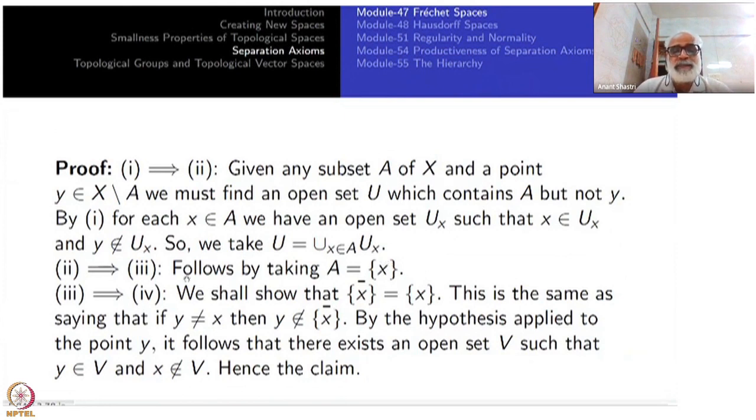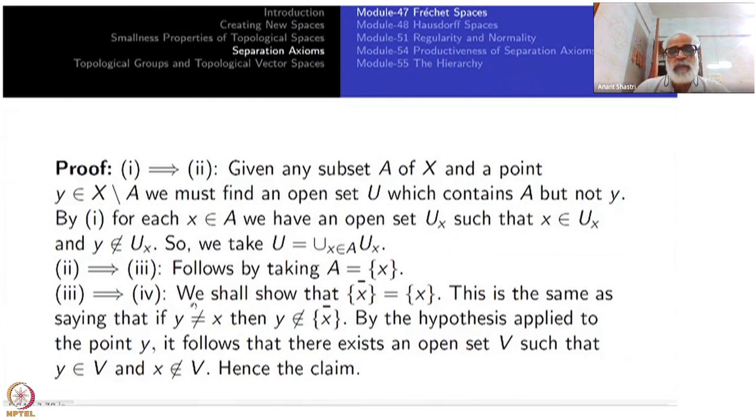Now 2 implies 3 by merely taking A equal to singleton X. I have already indicated this. So what is statement 3? Take the collection of all open subsets containing X; the intersection is just singleton X. Okay, that is statement 3.